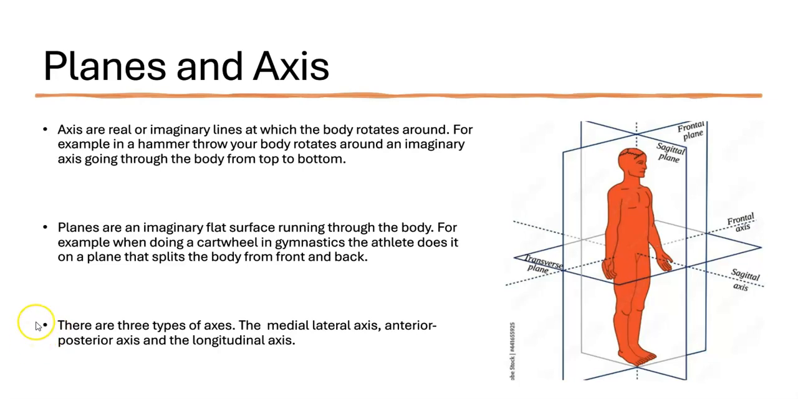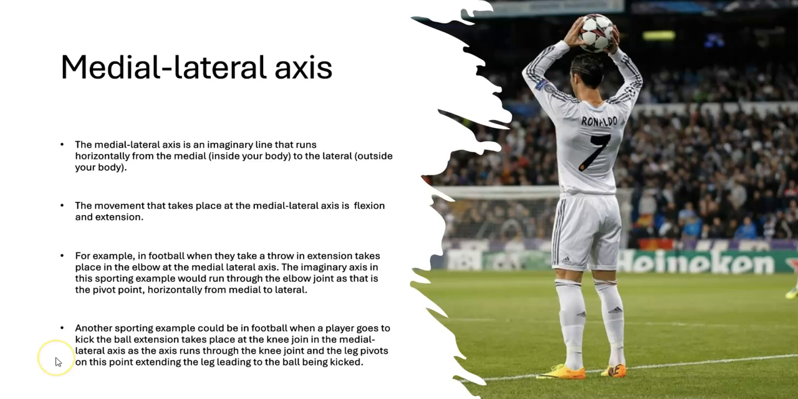There are three types of axes: the medial lateral axis, the anterior posterior axis, and the longitudinal axis. The medial lateral axis. The medial lateral axis is an imaginary line that runs horizontally from the medial, the inside of the body, to the lateral, the outside of the body. The movement that takes place on the medial lateral axis is flexion and extension. For example, in football, when they take a throw-in, extension takes place in the elbow at the medial lateral axis.